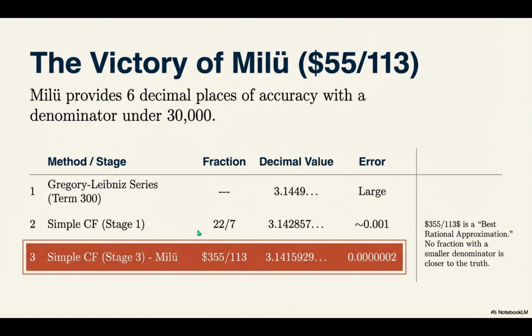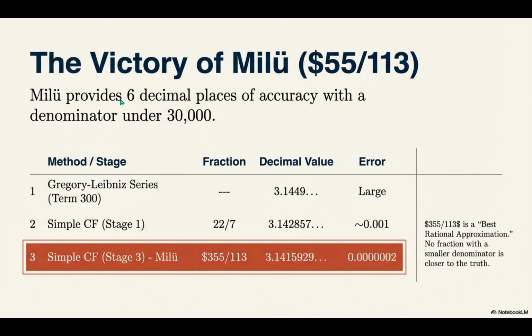It's called Milü. It was discovered by the Chinese mathematician Zu Chongzhi way back in 480 AD. Think about that. 480 AD. And it is a beast of a number. Okay, how good is it? It is accurate to 6 decimal places. 6, just from dividing 355 by 113. Yes.